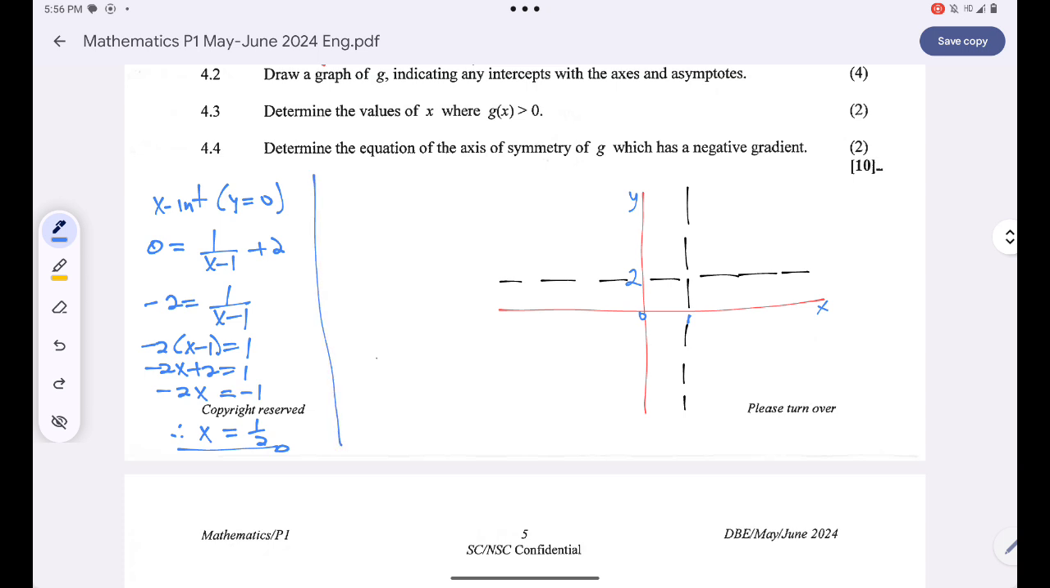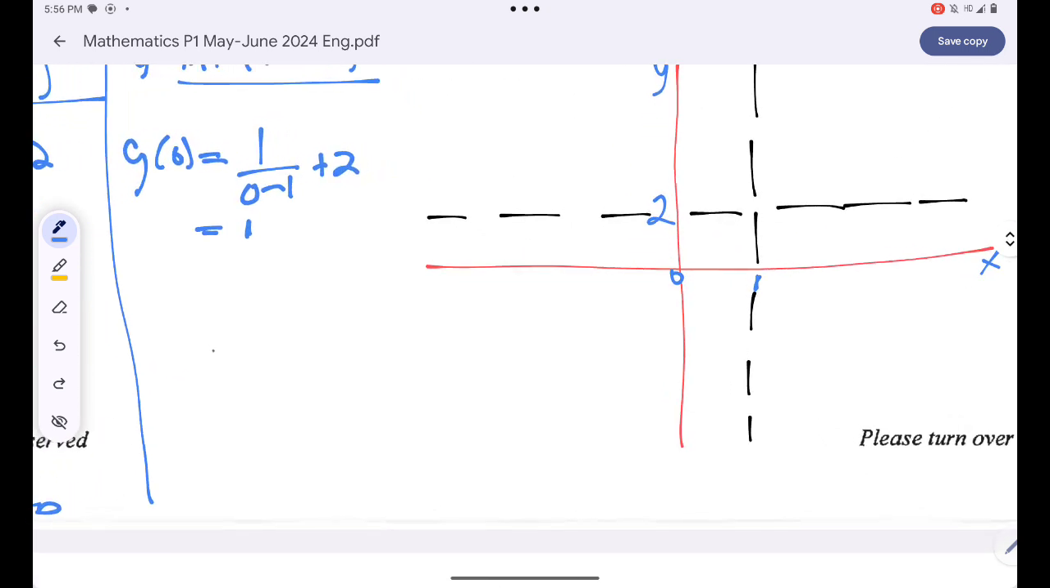For the y-intercept, I don't care what kind of function you have, always make x equal to 0 and then solve. So g of 0 is equal to 1 over 0 minus 1, plus 2. And this will give us a positive 1. So I know that my y-intercept is positive 1.